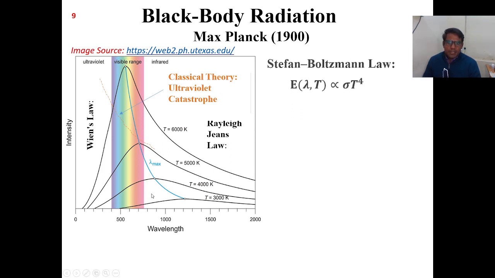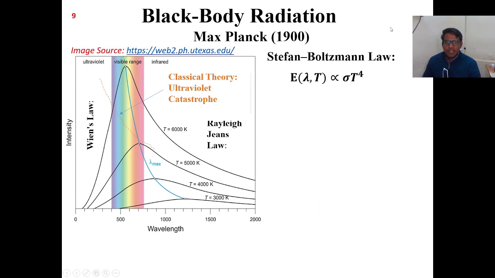The first one can be explained with the help of the Stefan-Boltzmann law, which says that the larger the temperature of a body, the larger the energy emitted from that body. This graph also satisfies this equation. As you can see, as the temperature increases, the area under the curve increases. That means the larger the temperature of the black body, the larger the radiation emitted from the body.